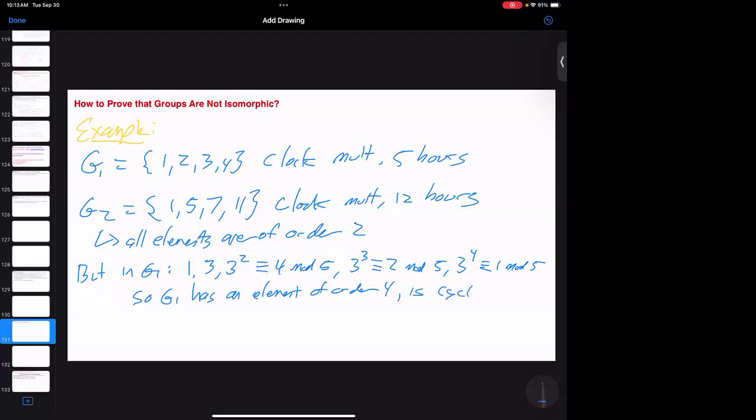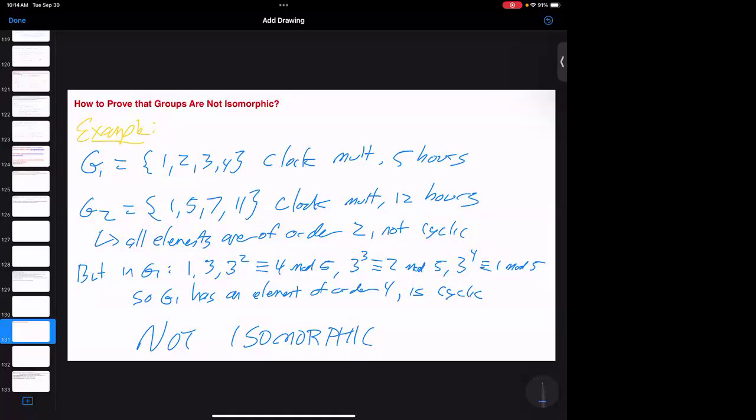G1 is cyclic, so G1 is not isomorphic to G2. G2 has no elements of order 4. G2 is not cyclic. So we've just shown that these two groups are not isomorphic. There's going to be no way that we can find an isomorphism between the two groups.